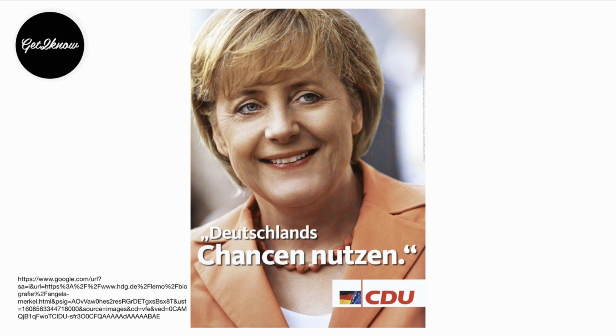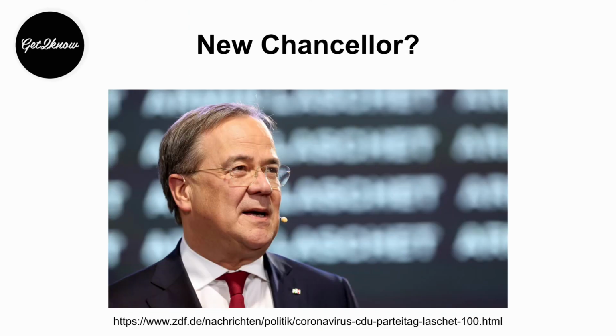16 years is actually the maximum amount of time a chancellor is allowed to hold his or her office, so we are definitely gonna see a new face in Germany's highest office after the election this September. This might be the man you can see here, Armin Laschet. On the 16th of January 2021, he was elected the new chairman of the CDU, which is the most popular political party in Germany. If he runs for Chancellor, the chances of him taking over from Angela Merkel are relatively high.